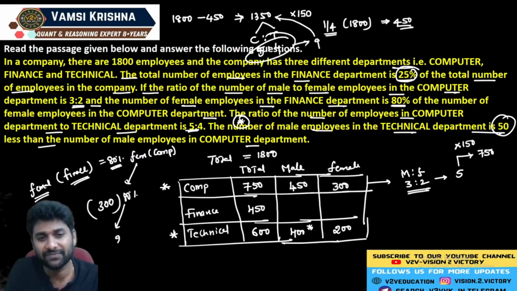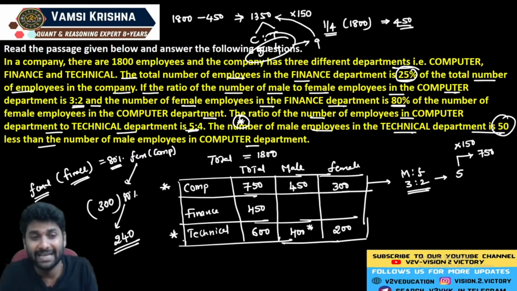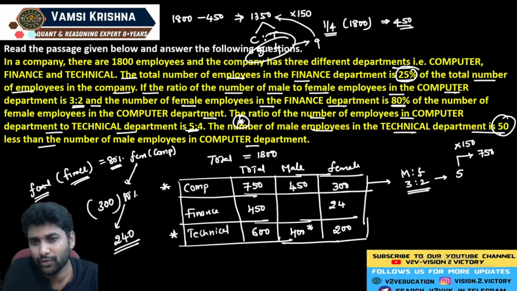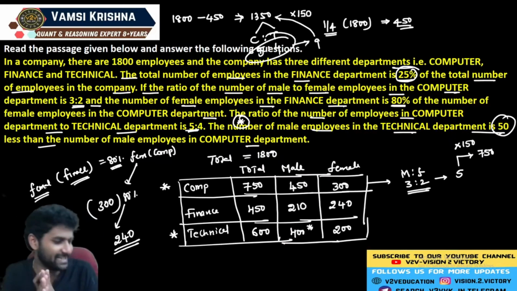So 80% of 300 is 240 people. So 240 people are working in the finance department, and that too, females. So female is 300, 240. If it's 240, then definitely male is 210. Why? Because we know the total strength. Total strength is 450. That's it, guys.